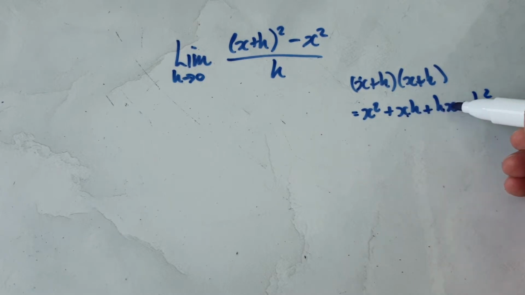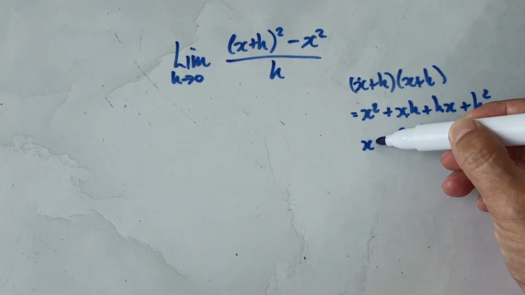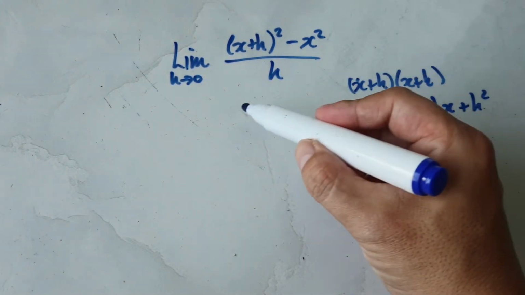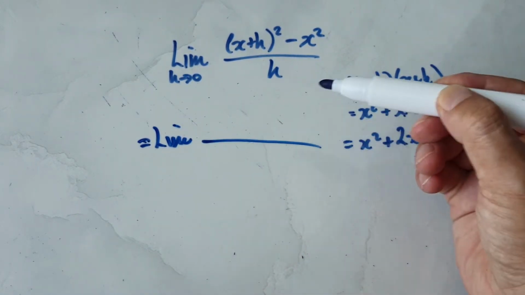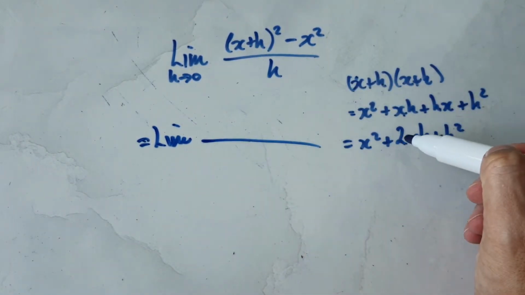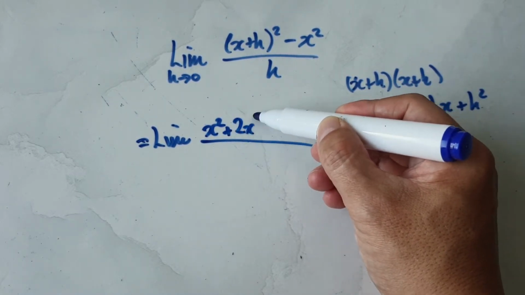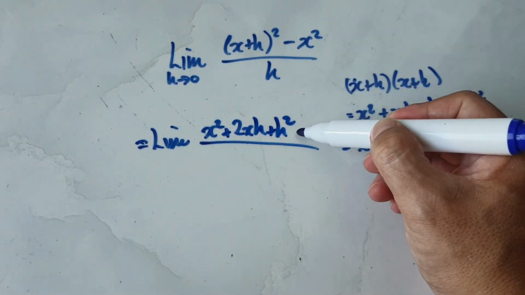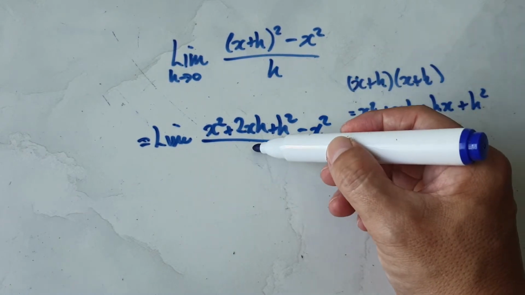So these two are actually the same. Merging them together, it would be 2xh. You've got your x squared, and then you've got your h squared. So now when you multiply out the brackets, it gives you x squared plus 2xh plus h squared, and then minus x squared, all over h.